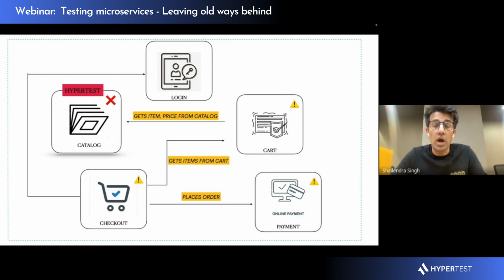I'm pretty sure if you are already in the microservices world or you're planning to move to the microservices world, you'll find this approach of testing your microservices very useful. Thanks a lot.